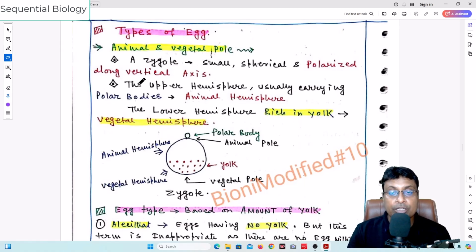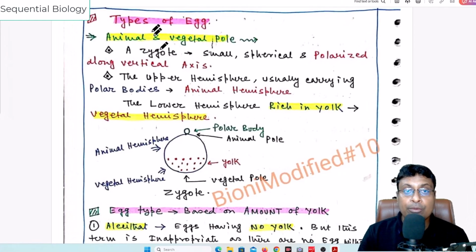In the previous video we discussed the structure of the egg in different species, and in this video we will be talking about the types of egg. The egg has two poles, the animal pole and the vegetal pole, and usually the animal pole is yolk free and the vegetal pole is yolk laden. So the cleavage rate is very fast in the animal pole and very slow in the vegetal pole.